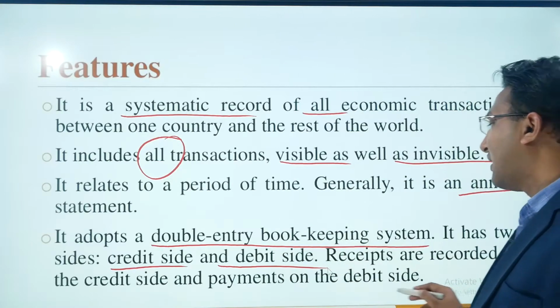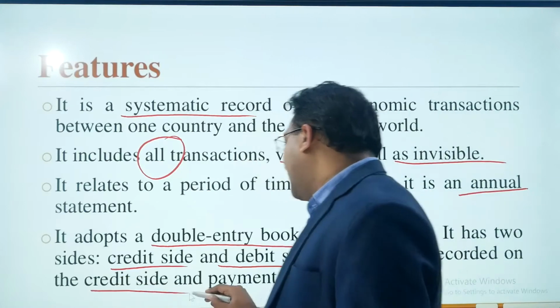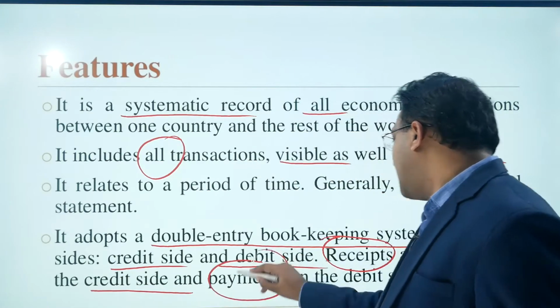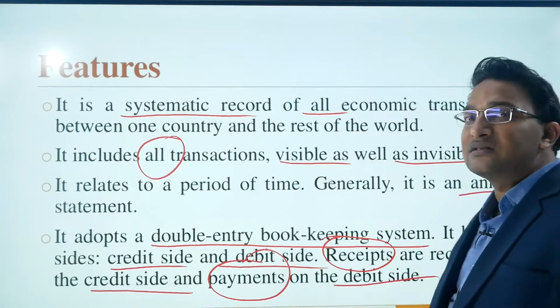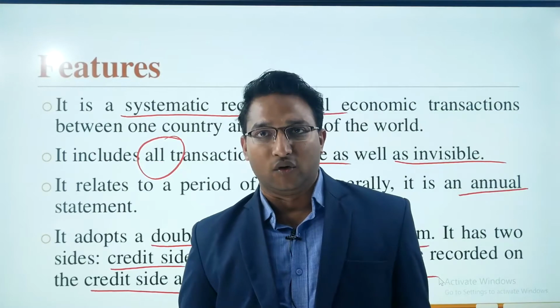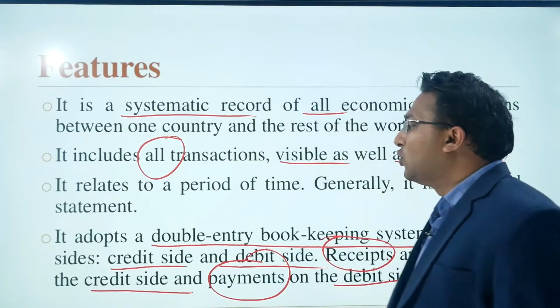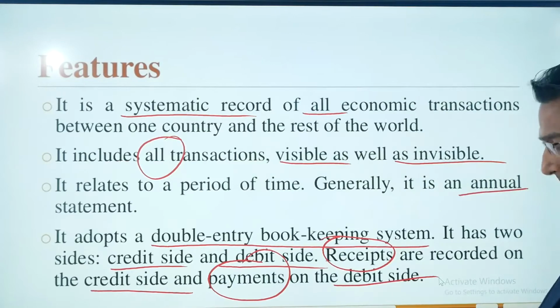Receipts are recorded on the credit side, right? So credit side means the receipts, and the payments are recorded on the debit side. Payment basically means the debit side. Both sides are very, very important. Both sides are to be considered, then only we call it a double entry system of accounting.